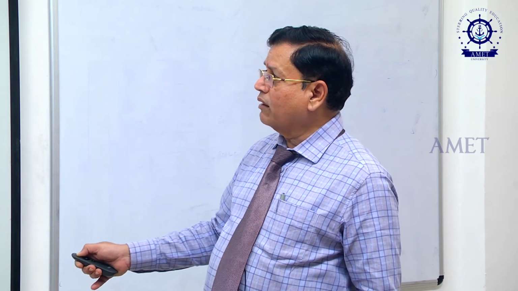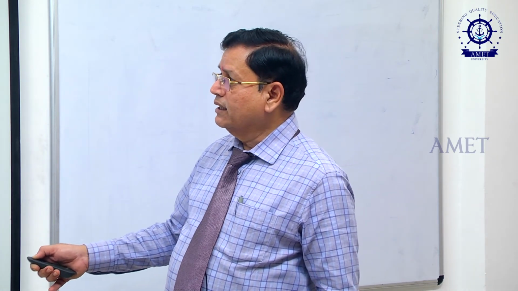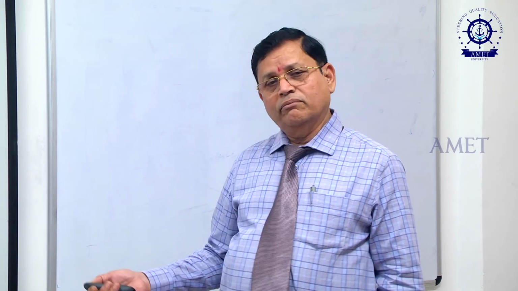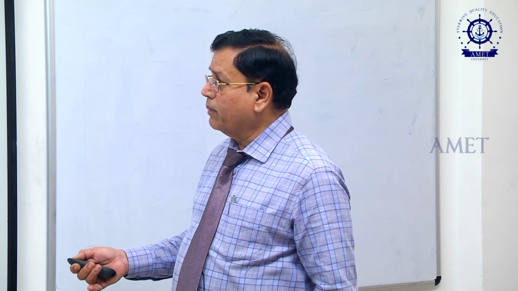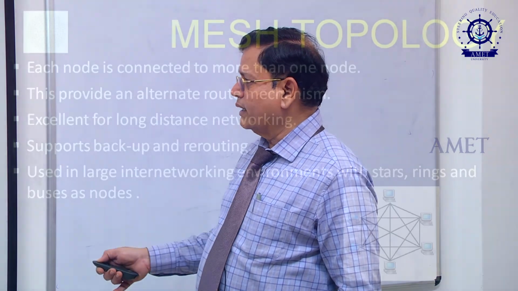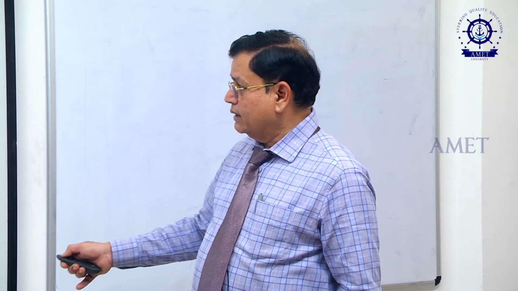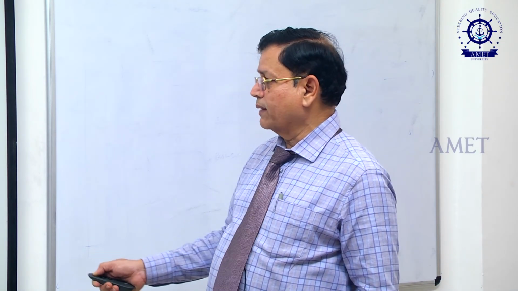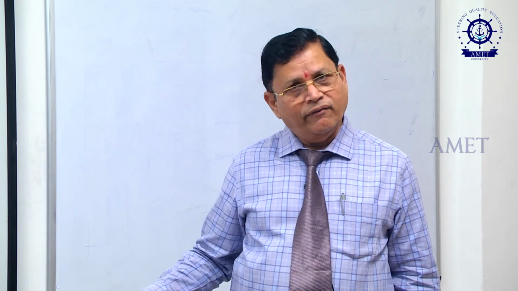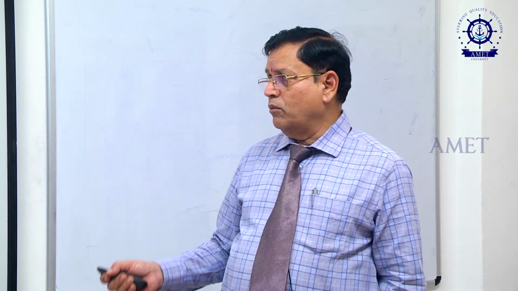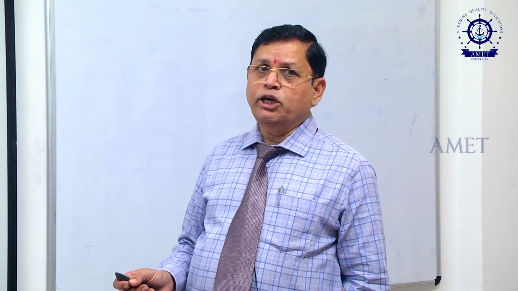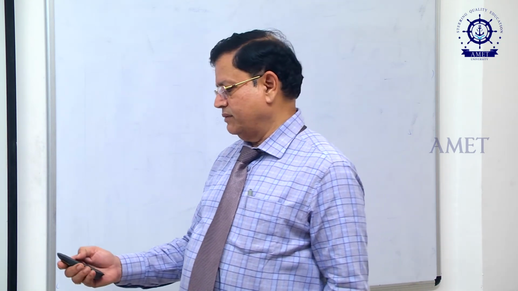So, it is excellent for long distance networking. As I already said, the internet is a global communication network, which means what? It is long distance and supports backup and rerouting. It means it calculates the shortest path. Suppose you want to reach here, it can go like this, or it can go like this and this, but it can directly go here. So, this is the shortest path. The mesh network also has a shortest path, as well as redundancy being available. Hence, this is one of the most frequently used networks for long distance communication.